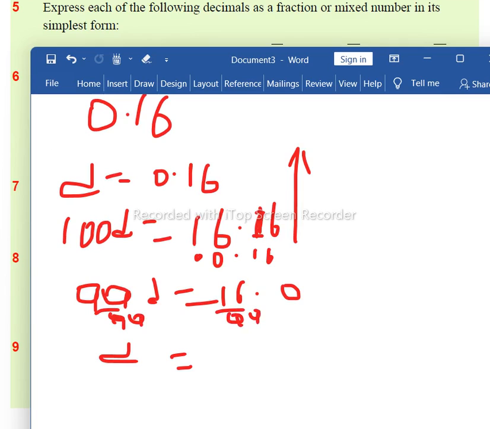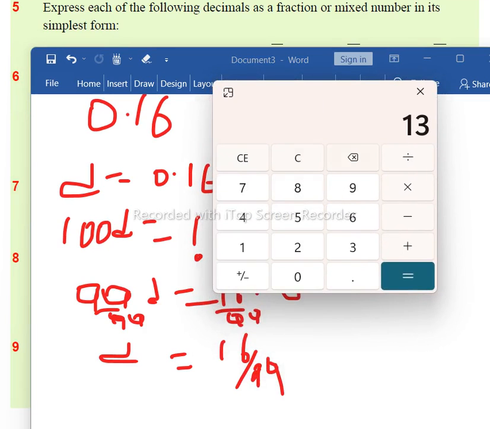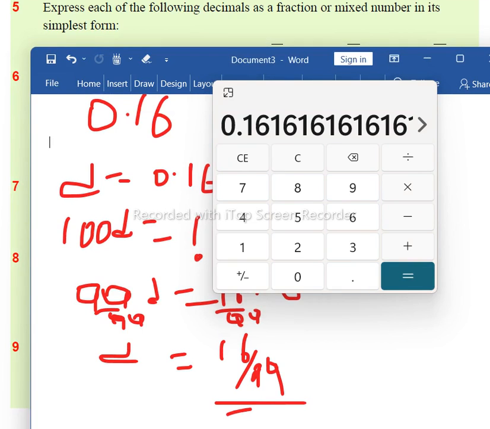So the final answer is 60 over 99. We can check this if correct or not. Let us divide 60 by 99. We get 0.161616. So this is the correct answer for letter C.